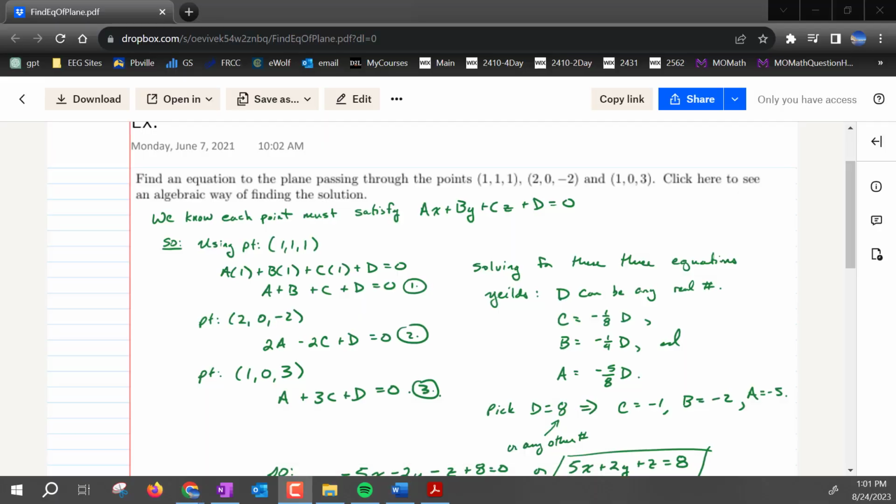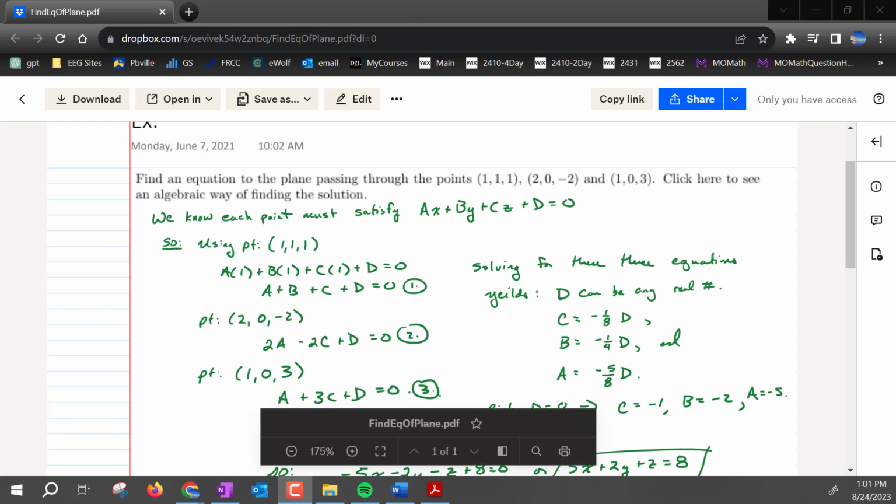I don't think it's essential that you work through this example, but I want you to have a sense of what we're doing. I take that first point, which is the ordered triplet 1, 1, 1, and my generic plane equation. Everywhere I see an x, I plug in 1. Where I see a y, I plug in 1. And where I see a z, I plug in 1. That's what I've done there. This equation then simplifies to this equation right here, which I'll call equation 1.